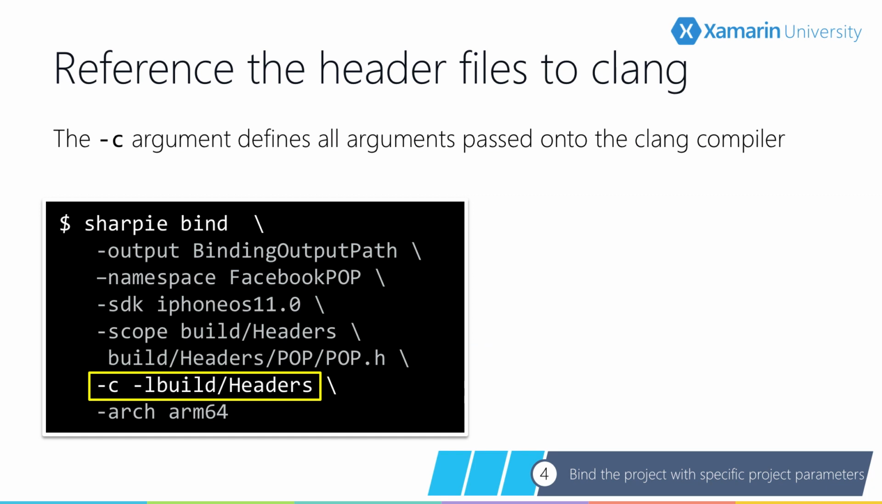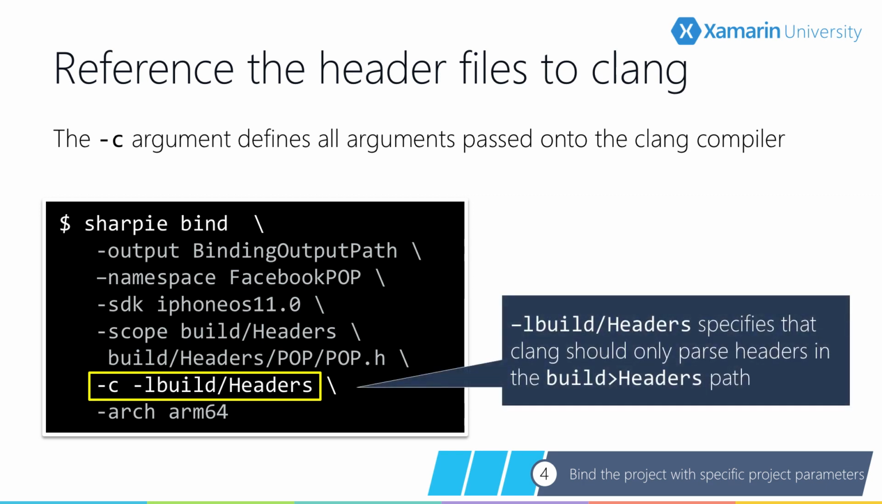Objective-Sharpie uses the Clang compiler underneath the hood. You are able to guide the behavior of Clang using the -c argument. This argument allows you to indicate that all subsequent parameters will be passed to Clang, in this instance the location of the library files. Should you require more information about Clang, I would highly recommend you visit the llvm.org website, which covers the Clang implementation.